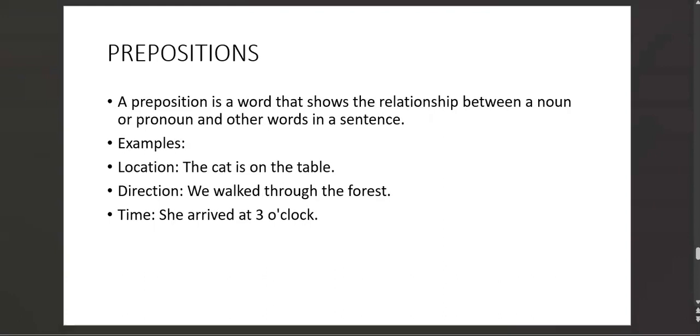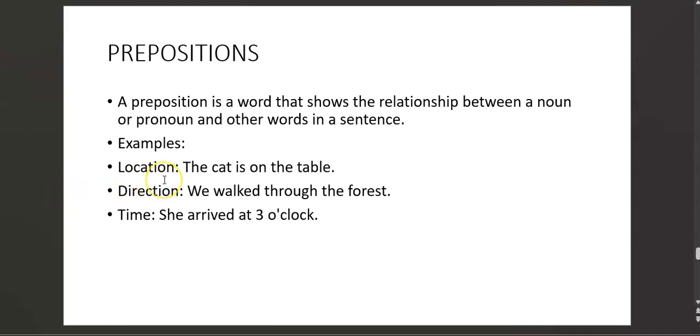Prepositions. What is a preposition? A preposition is a word that shows the relationship between a noun or a pronoun and other words in a sentence. Examples.